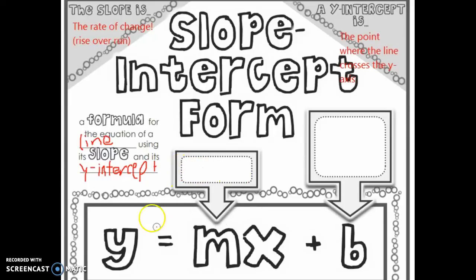Okay, so now I want you to notice all of these things. We already know what M is. M is the slope. In these equations, it's the coefficient. Don't forget, slope means change in y over change in x.